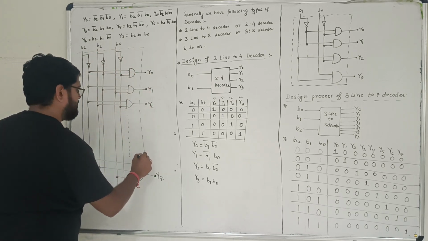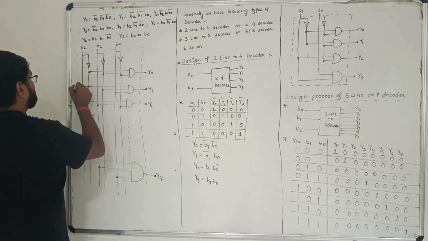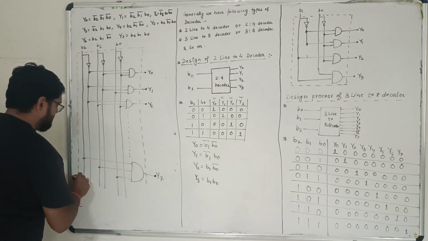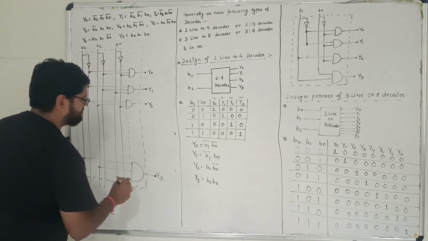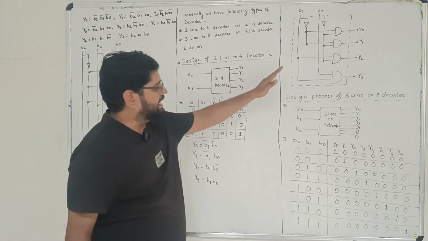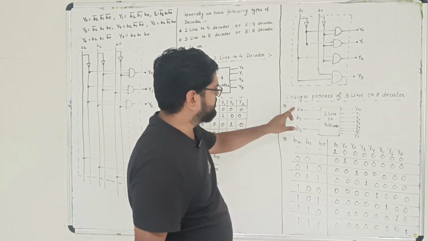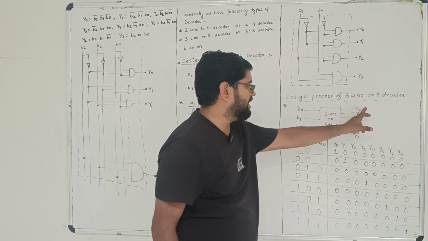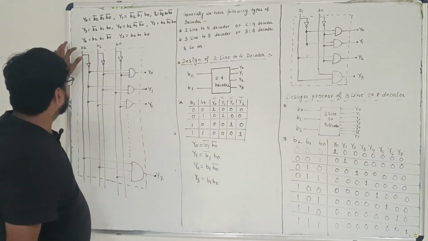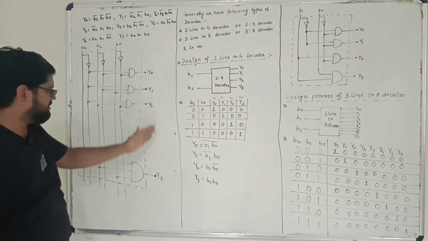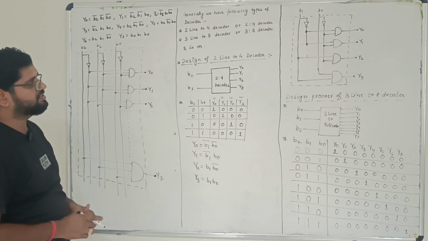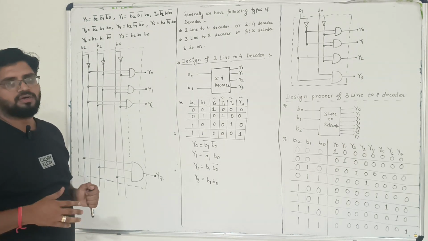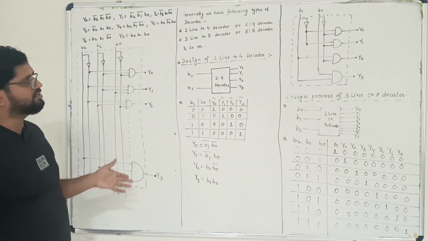If you are blocking it, you will be able to realize that it is similar to what we did during the block diagram. You can see that here we are having 3 lines b0, b1, b2 and 8 output lines y0 to y7. So that completes the design process of decoders. This is what we have to study in decoders.